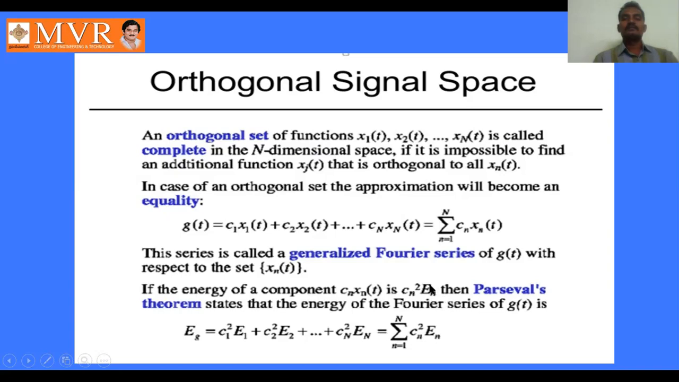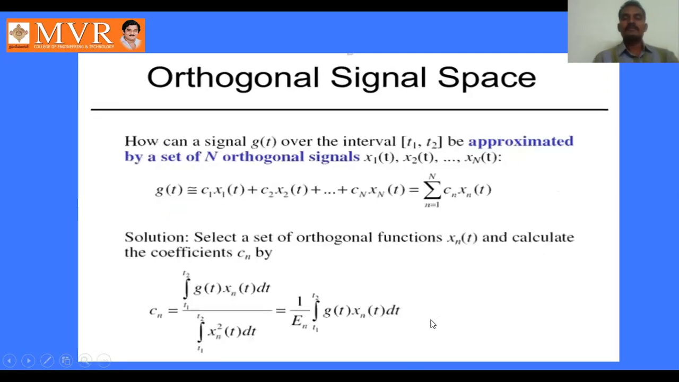then Parseval's theorem states that the energy of the Fourier series of g(t) is Eg, which is equal to c1 squared E1 + c2 squared E2 plus up to cn squared En. That is the summation over n from 1 to n of cn squared En. So the energy of cn xn(t) can be represented as cn squared En.